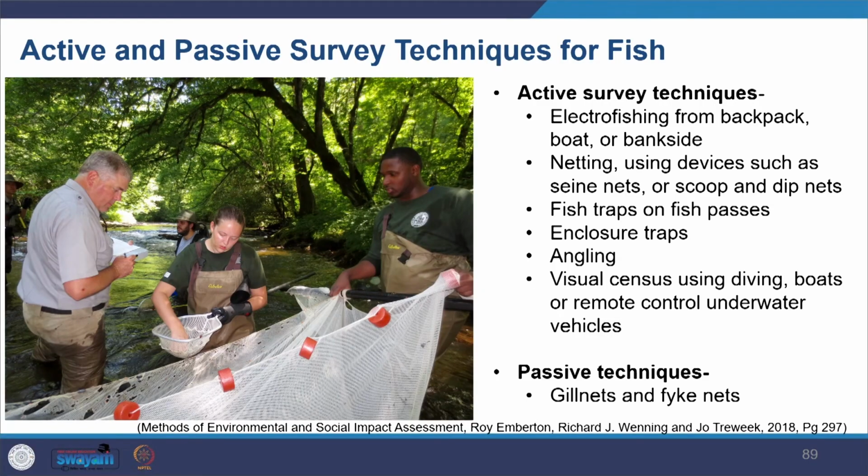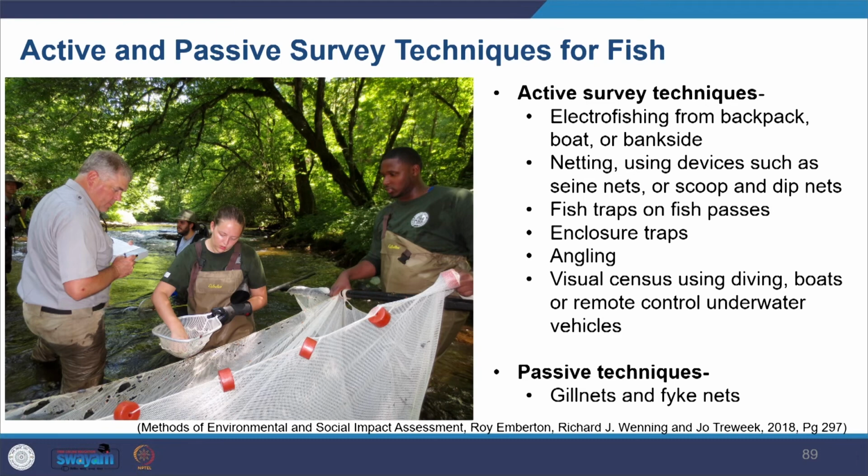And then how you really survey fish. You have certain active survey techniques, like electrofishing from a backpack, boat, or bank side. You have netting, using devices such as seine nets or scoop and dip nets, then fish traps or fish passes, then you also have enclosure traps, then angling and visual surveys using diving. You can use boats and remote control underwater vehicles. Then you have passive techniques which include gill nets and fyke nets.